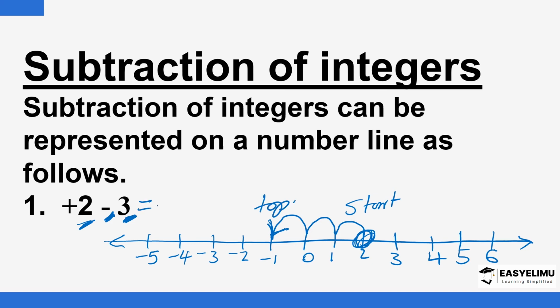The answer here is supposed to be equal to where we stop. Where did we stop? That will give us the answer. So where did we stop? At -1. So that becomes the answer. So +2 minus 3 is -1. Yes, that is how you do it. -1.